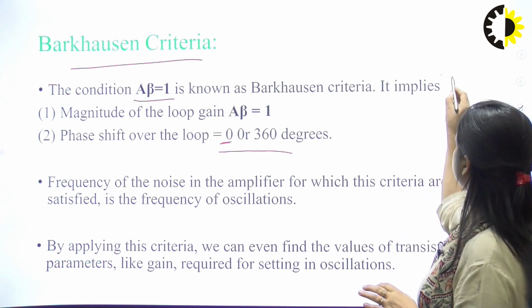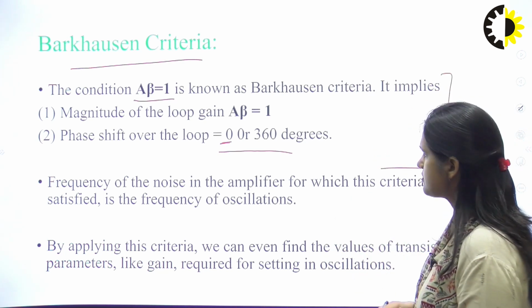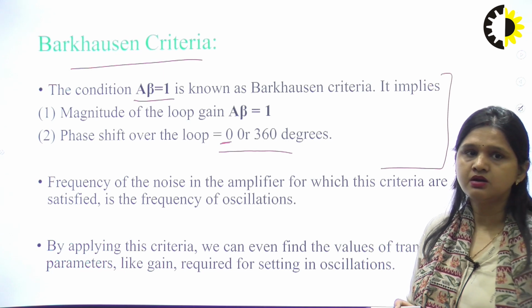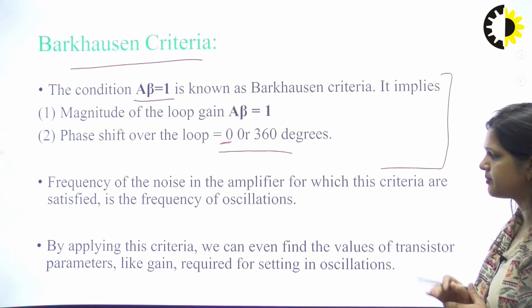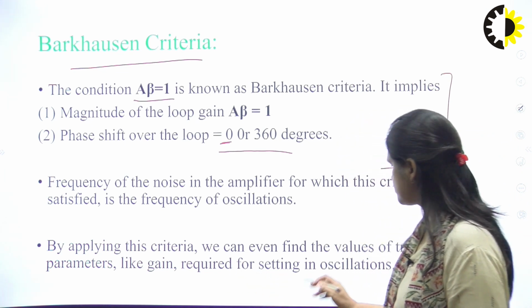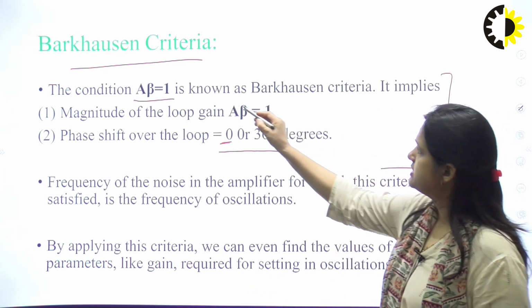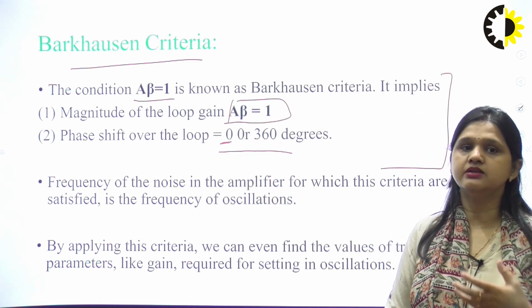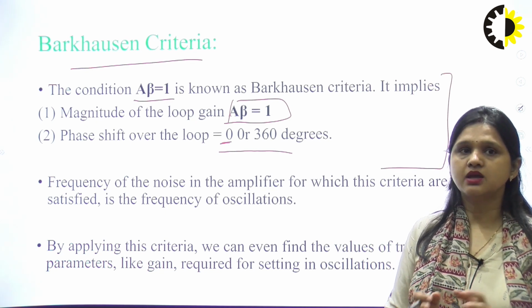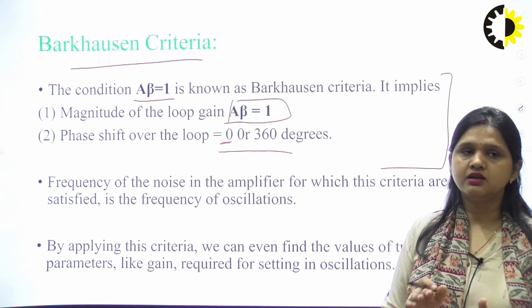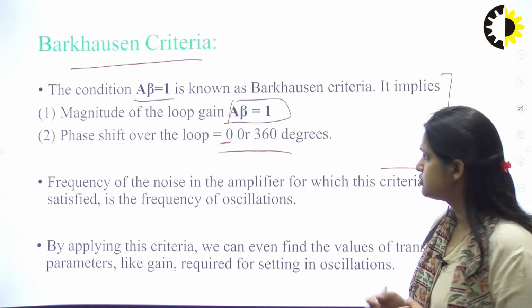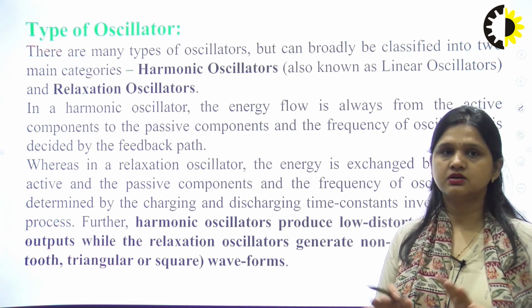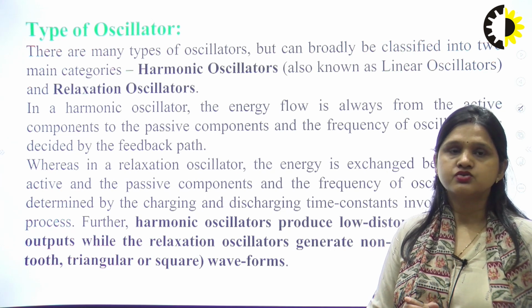So these are the conditions for sustained oscillation. By using this criteria, we can even find the values of different transistor parameters, like the gain which is required for setting the oscillation, because we have to meet this condition. So we have to find out the parameters of the amplifier. We have to design the amplifier such that A beta will become 1. So to produce this A beta equals 1, we require to rearrange the circuit.